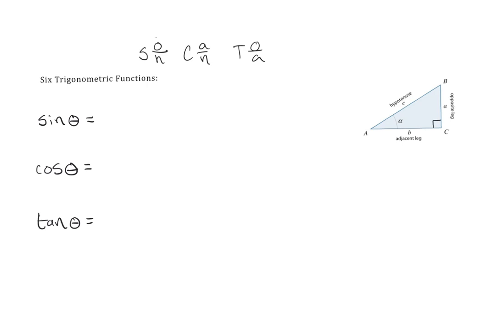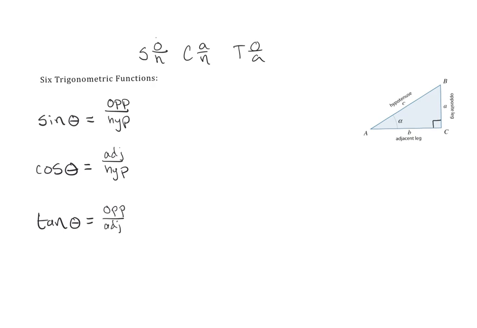So the sine of an angle measure is your opposite over hypotenuse. Cosine of your angle measure is adjacent side length over hypotenuse. And then tangent of your angle is equal to the opposite side length over adjacent side length.